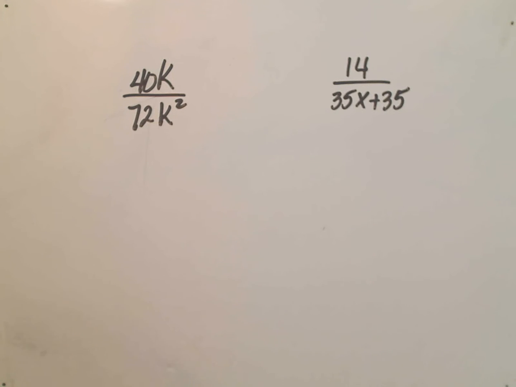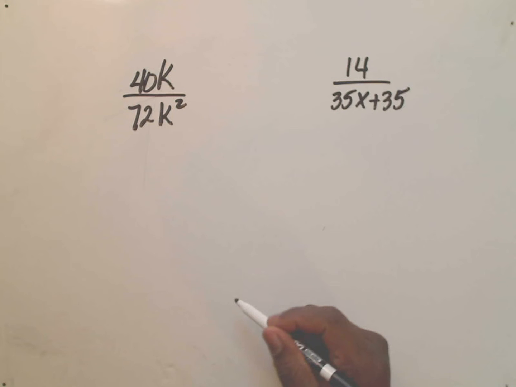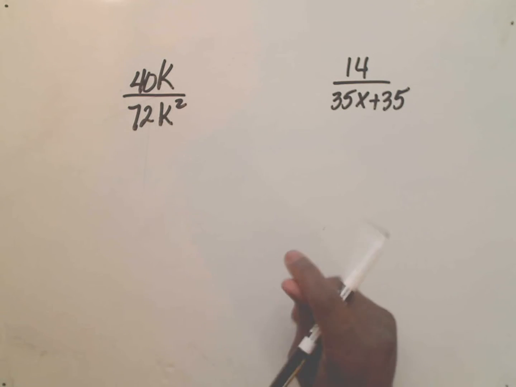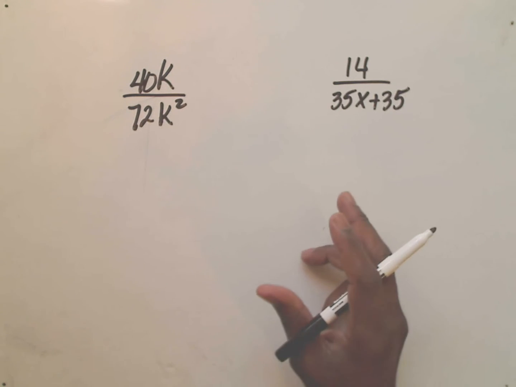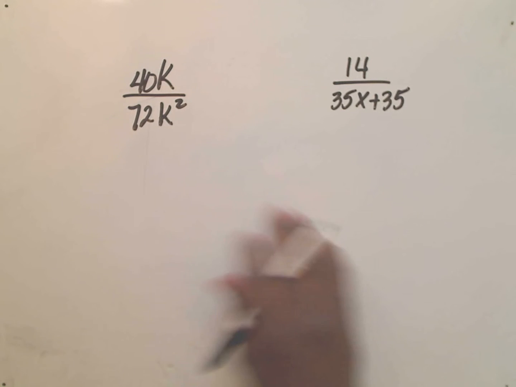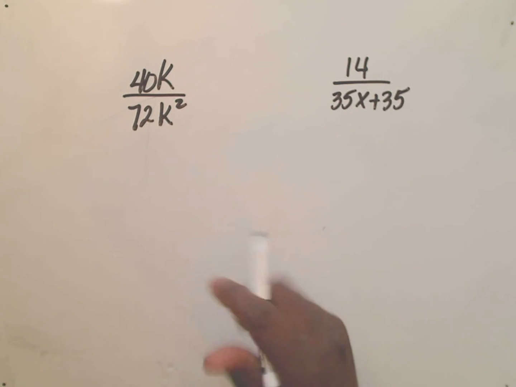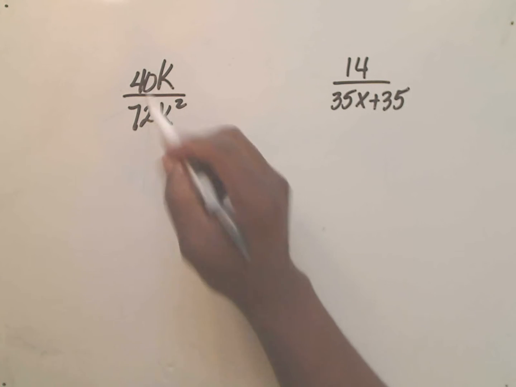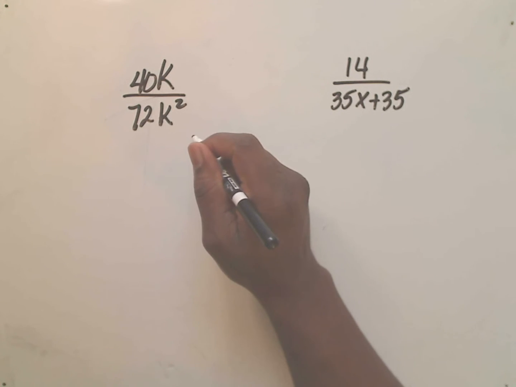Okay, what we want to do with these two problems is simplify them. They're very similar to when we are using numbers, so we're going to be very careful to do the same operations of simplification on these two particular problems. So let's attack this first one here, 40k over 72k squared.